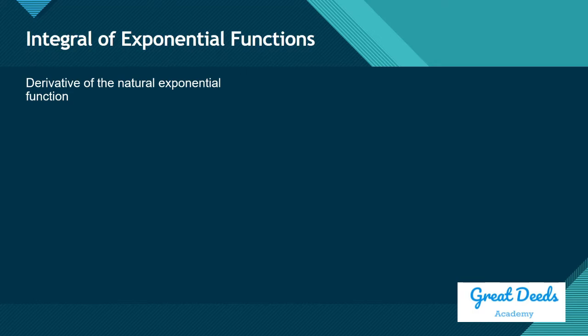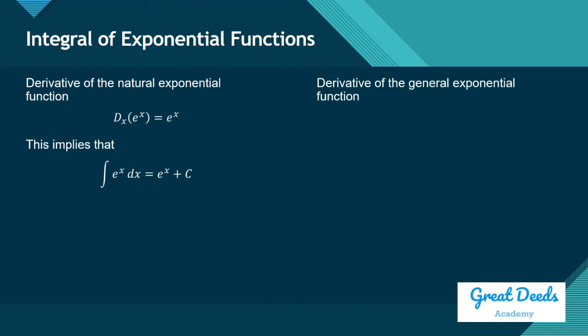So what do we know about the natural exponential function in relation to the derivative? And so again, we have to go back to the derivative because the integral is the antiderivative. We know that the derivative of e to the x with respect to x is e to the x. This implies that the integral of e to the x dx is equal to e to the x plus c. This is just the immediate consequence of our understanding of the integral. It's the antiderivative, okay?